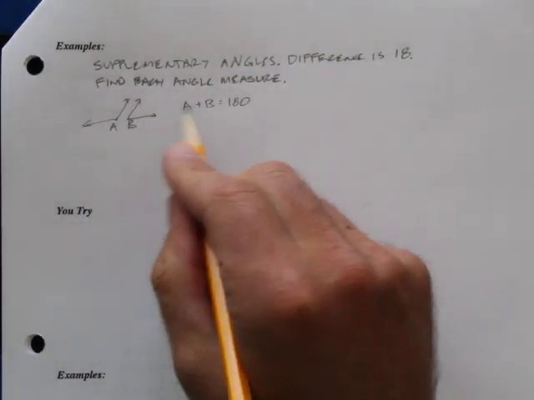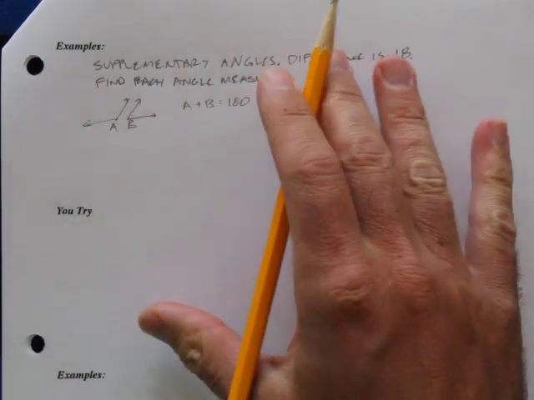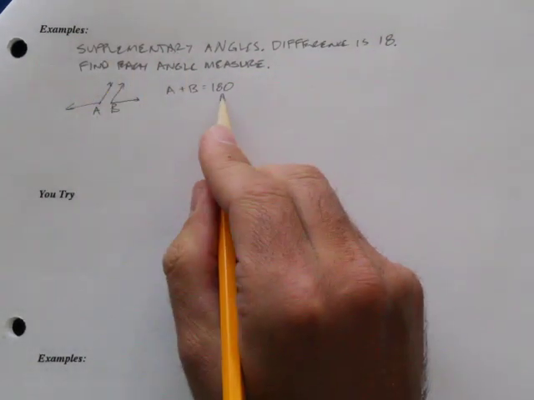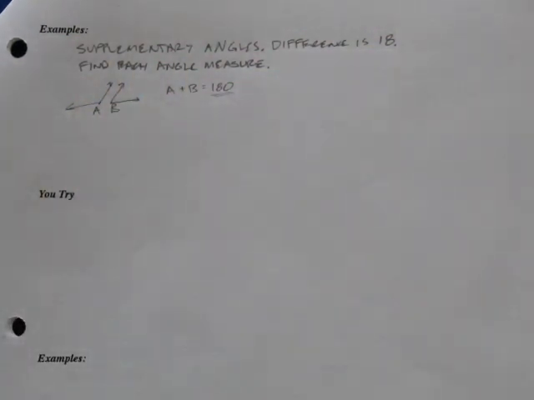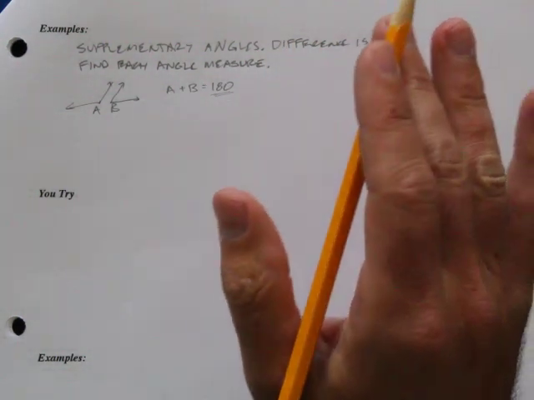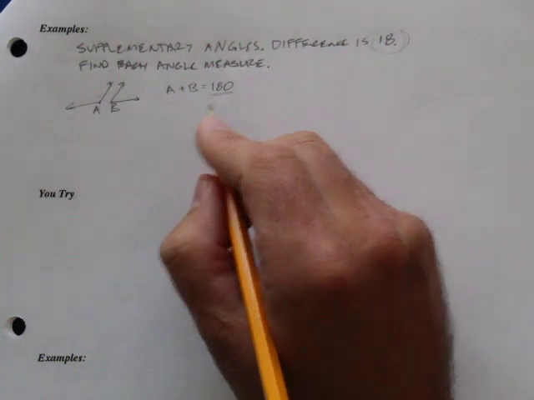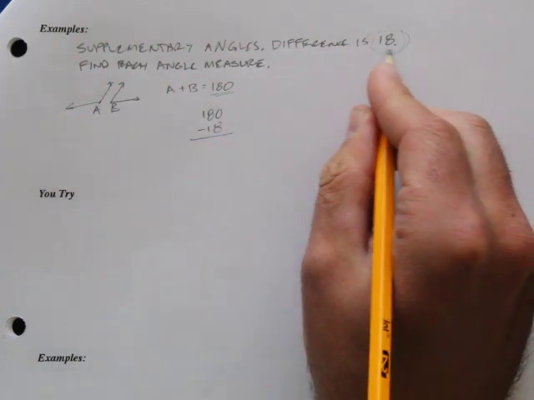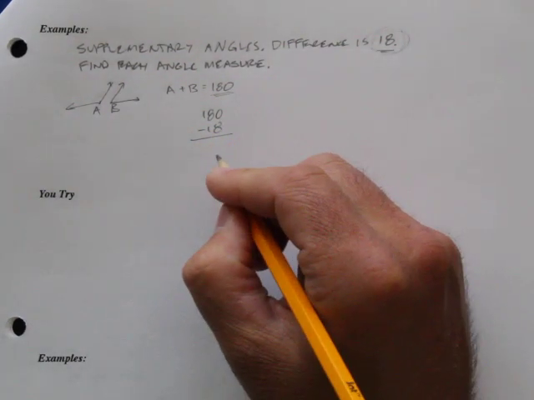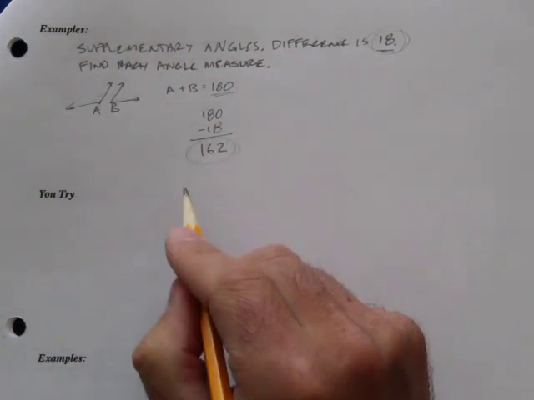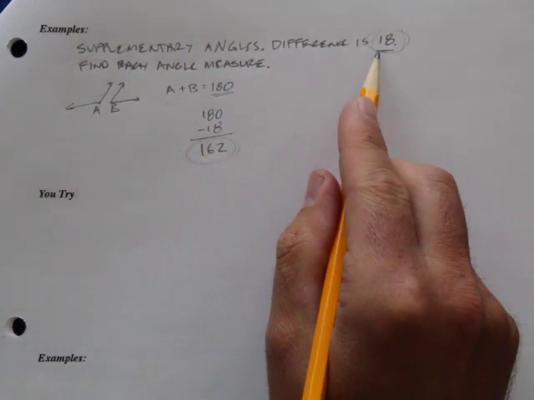Now we can go through some different ways of doing this. Here's the way I suggest you do these examples. I know that supplementary means 180 degrees. And I know that the difference is 18. So here's what I'm going to do. I'm going to try to make this as easy as I can. I'm going to say 180 minus 18, because that's what the difference is. So that's going to give me 162, right? Now, that's how much is left over after this difference.